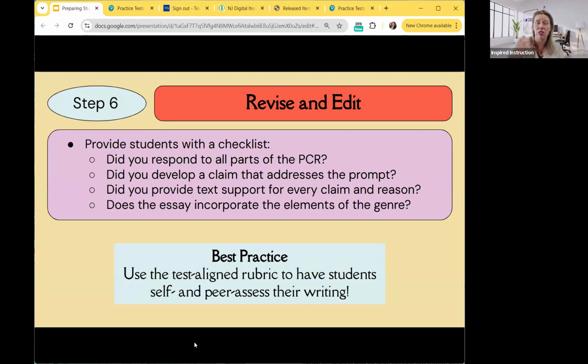So it was shorter sentences, easier words that just said, to get a 4, I have to do this, this, and this. To get a 3, I have to do this, this, and this. And then we use that all year long to self and peer assess every piece of writing that they did. So they were very familiar come test time as to what the expectations were for writing. And I held them to the same rigor and the same standards and the same expectations on everything they wrote throughout the entire year.